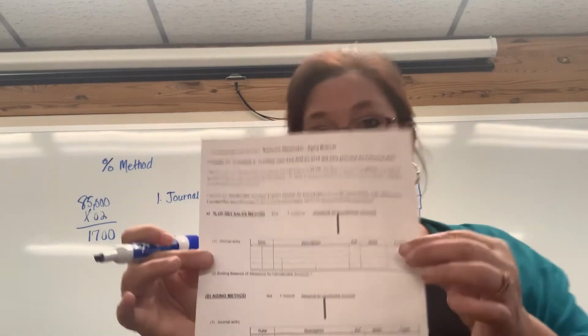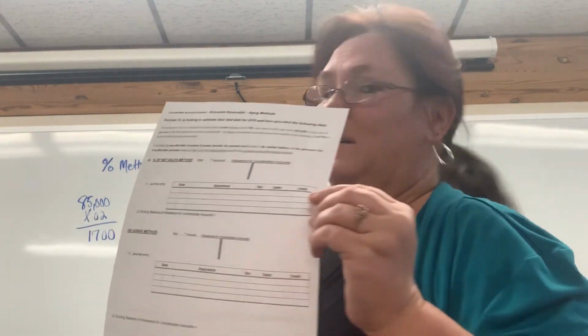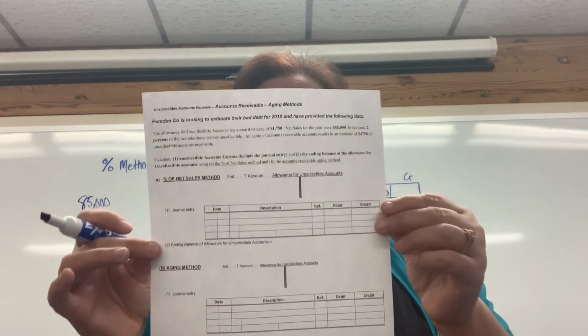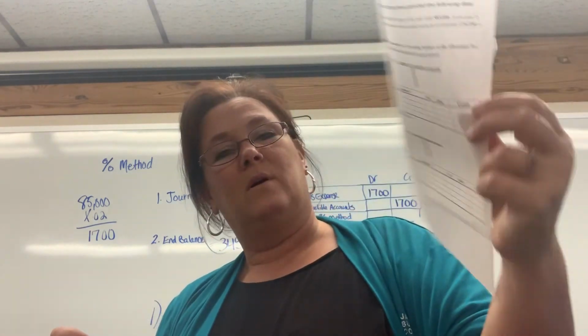And that is the homework, and that is what is on your test. So this is exactly as it is on your test. I will change the numbers and the names of the accounts, but this is the exact same type of problem that is on your accounting final for bad debt.